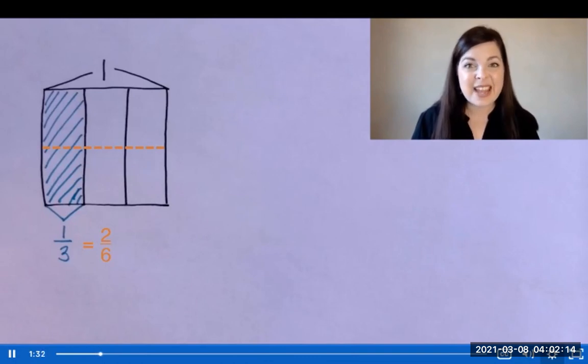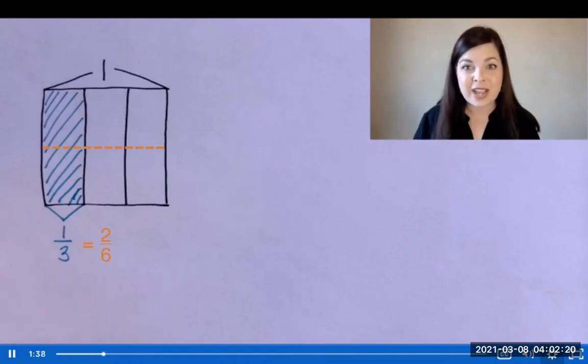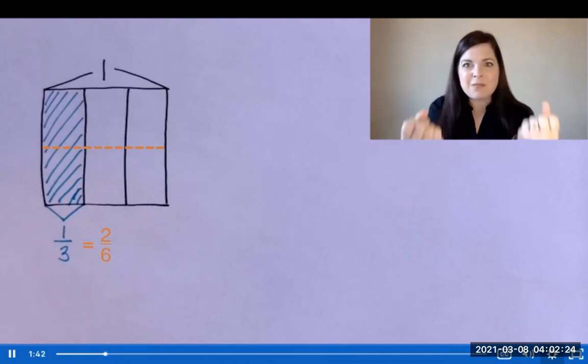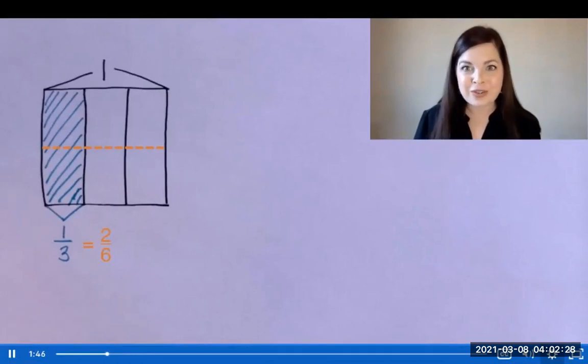I was thinking that it makes sense that if we can take a larger unit and break it into smaller units to create an equivalent fraction, then it makes sense that we could take those smaller units and put them back together and make larger units to create an equivalent fraction. Is that what you were thinking? Well, let's give it a try.